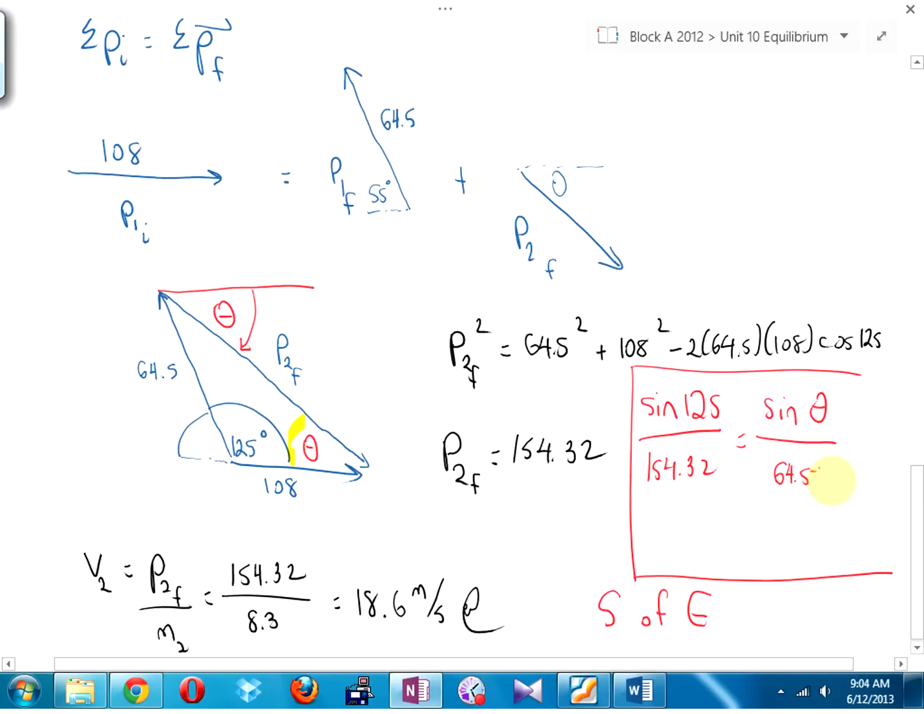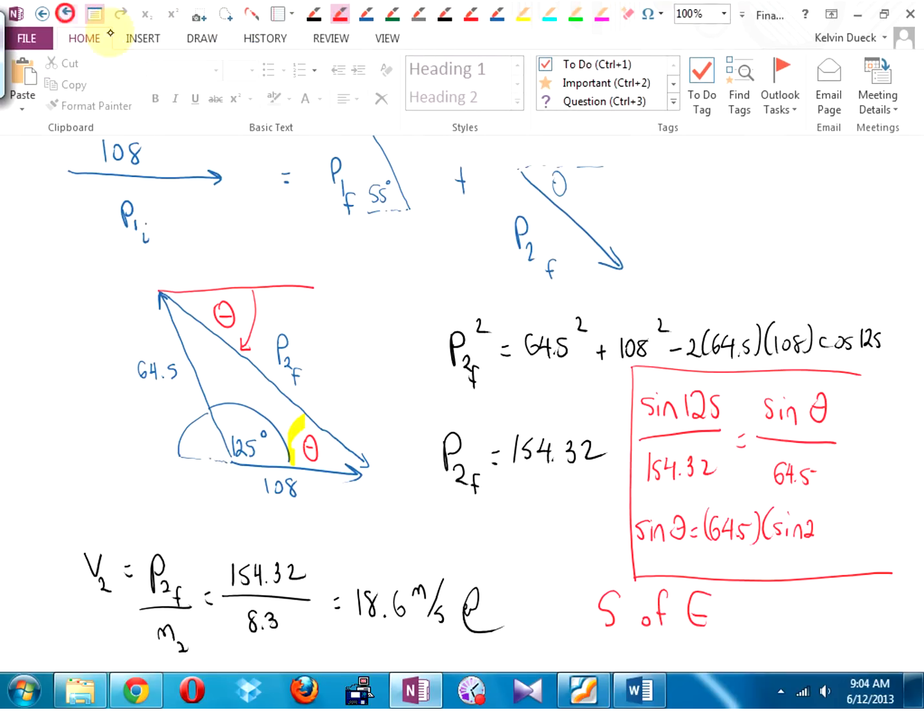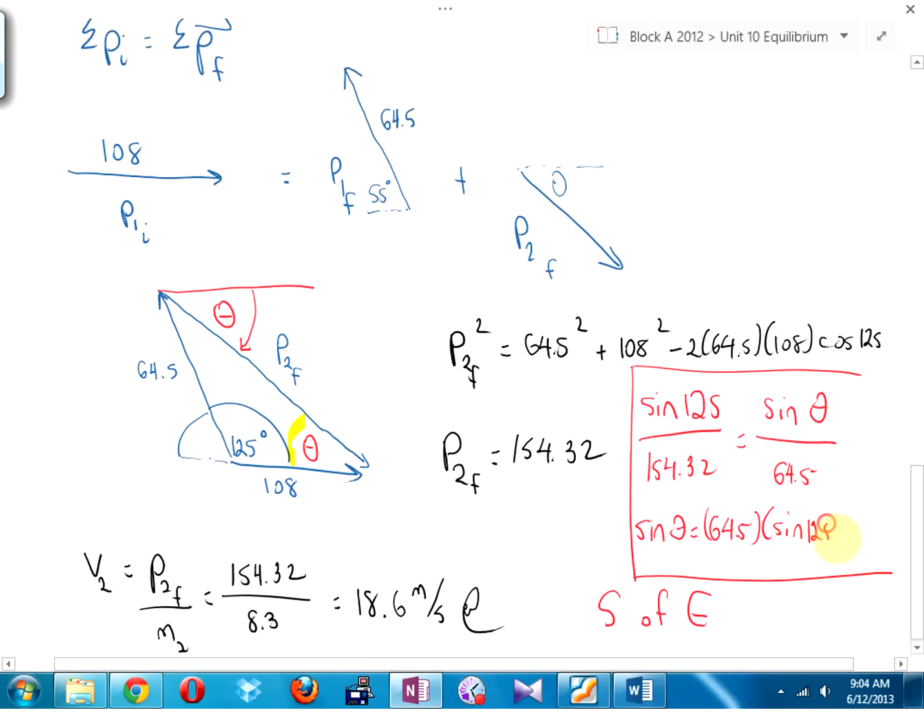We're going to cross multiply successfully and accurately, I trust. I think you're going to get this. The sine of theta is going to be 64.5 times the sine of 125 divided by 154.32. On your calculators, can you go 64.5 times sine 125 divided by 154.32? And that'll give you the decimal value of the sine.